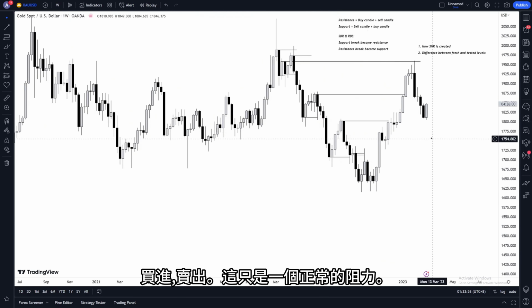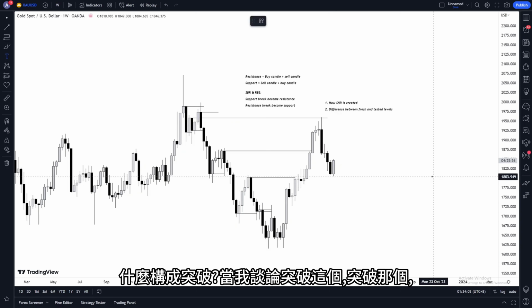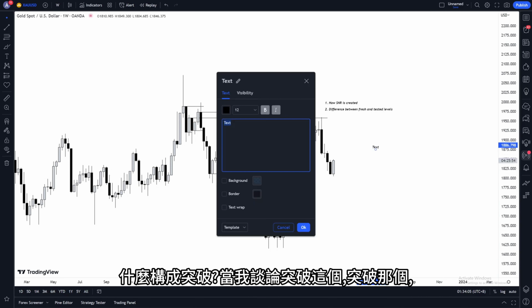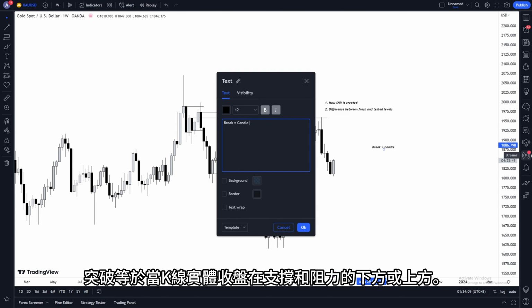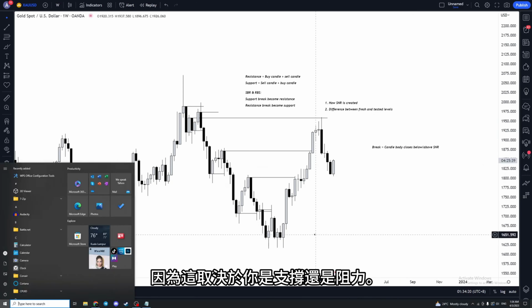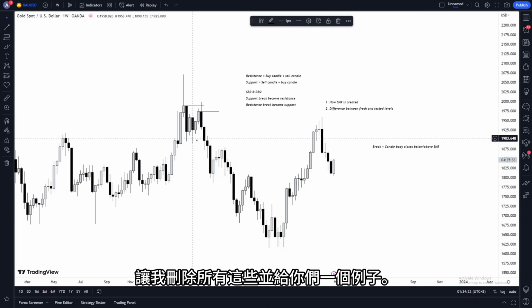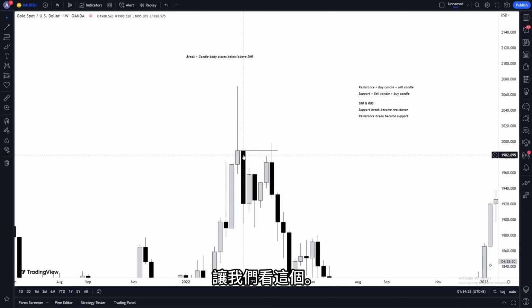Now I'm not sure whether I covered this in this video or in the previous video. What constitutes a break? When I'm talking about break this, break that. What is a break? Break is equivalent to when the candle body closes below or above SNR. Why do I say below or above? Because it depends on whether you are support or resistance. So let me delete all of this and give you guys one example. Break equals candle body closes below or above SNR.